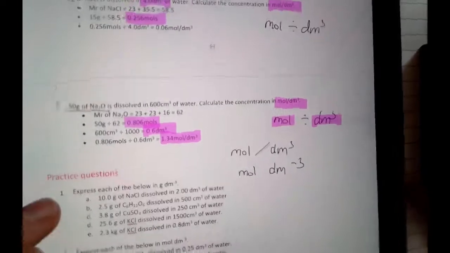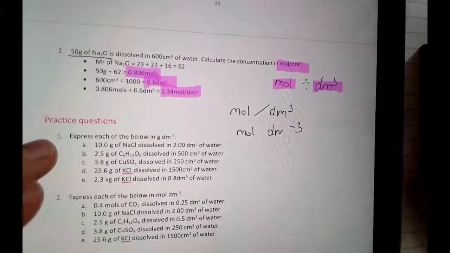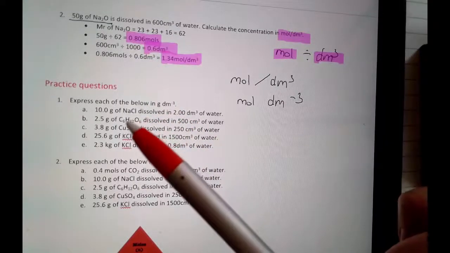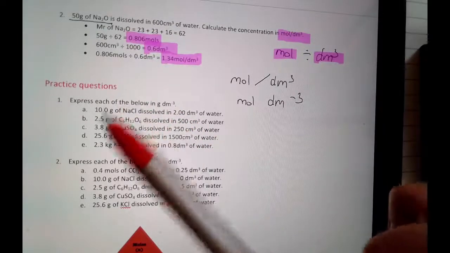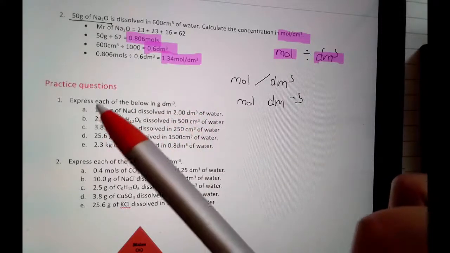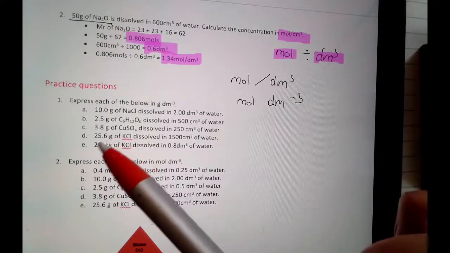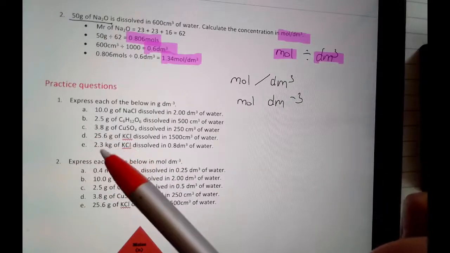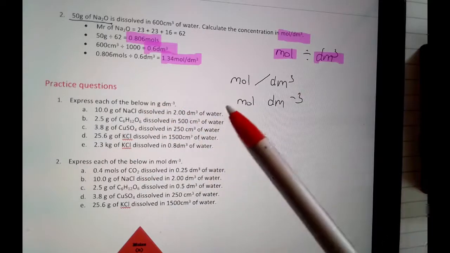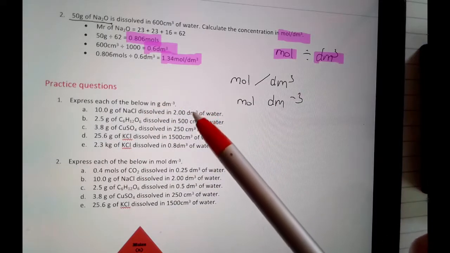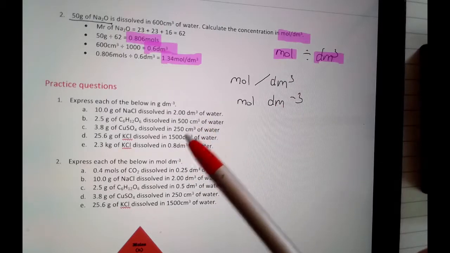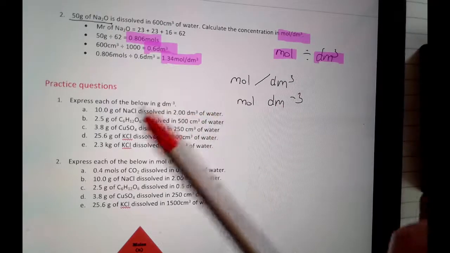So in your practice questions, the first question is a repeat of what we did in CC9. I'm asking you to express each of the following in grams per decimeters cubed. So you need something in grams, so pay attention to 1E when I give it to you in kilograms. You need something in grams divided by something in decimeters cubed. Sometimes I give you decimeters cubed, but other times I give you centimeters cubed, and you have to convert.